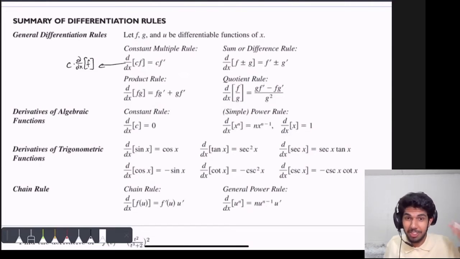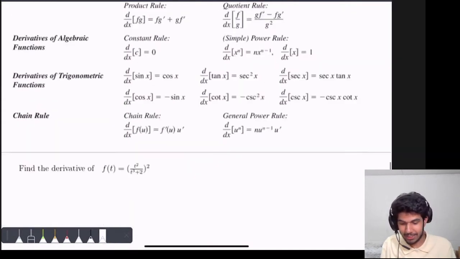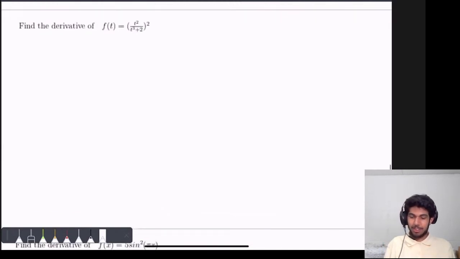So as you can see, we've learned a lot about differentiation. Now it's just a matter of learning when to use which. So let's do a little bit of practice. Find the derivative of f of t equals that.